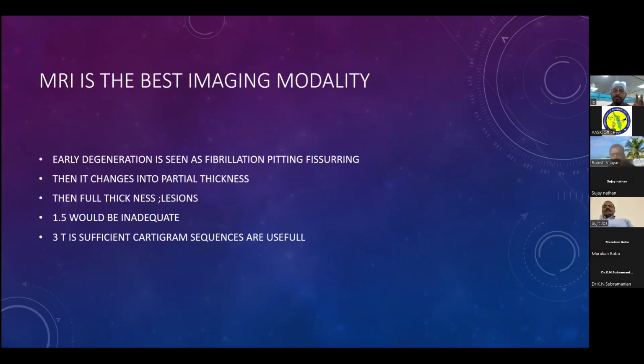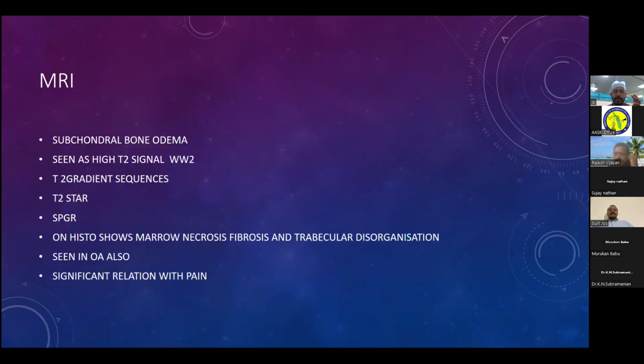MRI is the best imaging modality. Early degeneration is seen as fibrillation, pitting, or fissuring on MRI. Then it changes into partial thickness and then full thickness lesions. 1.5 Tesla is quite inadequate to diagnose cartilage lesions. 3 Tesla is sufficient, and the cartogram sequences are useful. On MRI, sometimes you see subchondral bone edema, seen as high T2 signal, and the T2 gradient sequences are there.